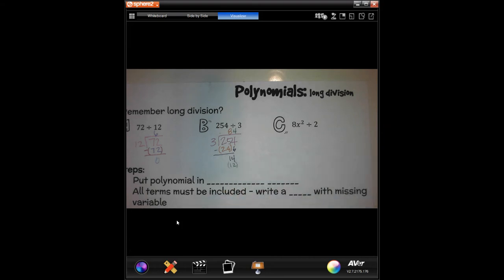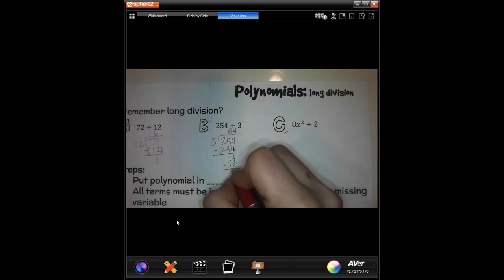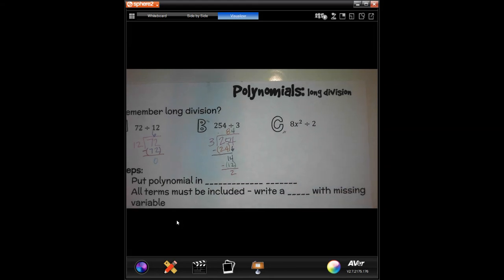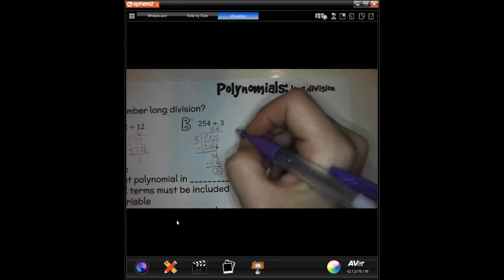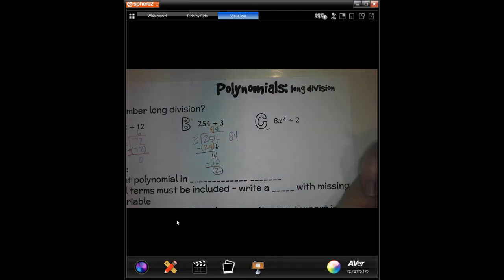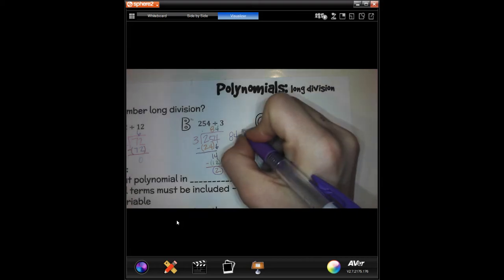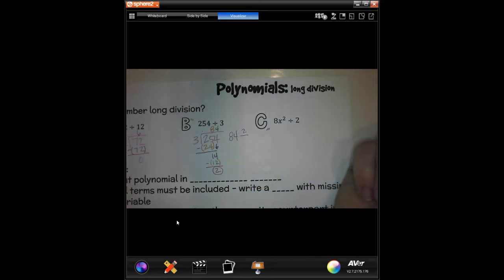And then we are taking the opposite of it. So we're going to say 14 minus 12, that gives us 2. Since there's no more numbers up here, now we're done. This is just like our remainder, so we circle it. And then we write the quotient, 84, with the remainder over the divisor.